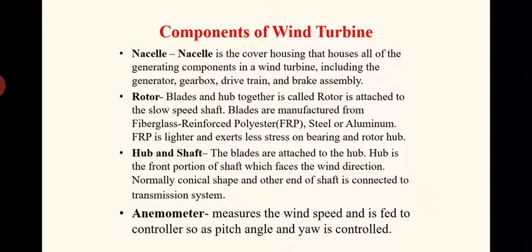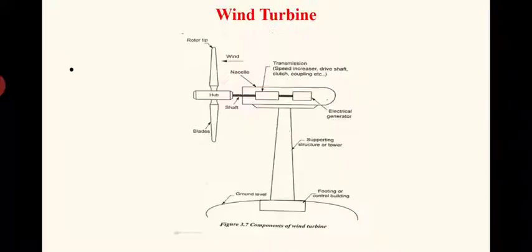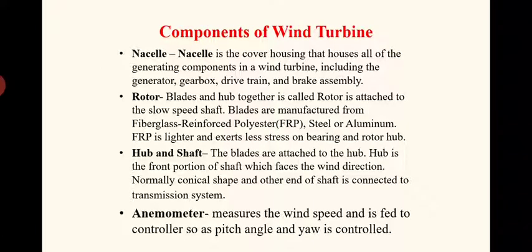Now coming to the other component, first one is rotor. Rotor is actually the blades. Blades and hub together are commonly known as the rotor. So this entire hub plus blade is commonly known as the rotor, and it is attached to the slow speed shaft. Blades are manufactured from fiberglass reinforced polyester or steel or aluminum. FRP is lighter and exerts less stress on bearing and rotor hub. That's why it is commonly used.